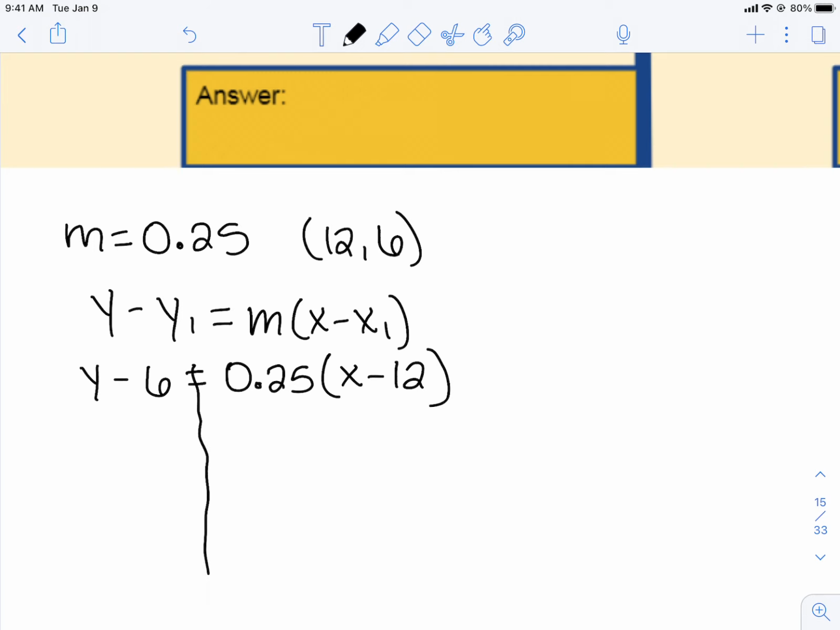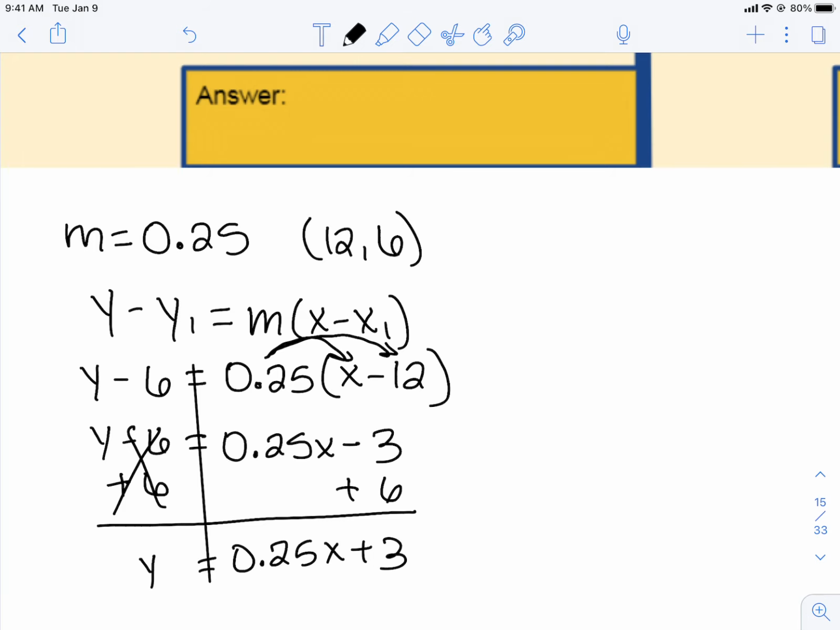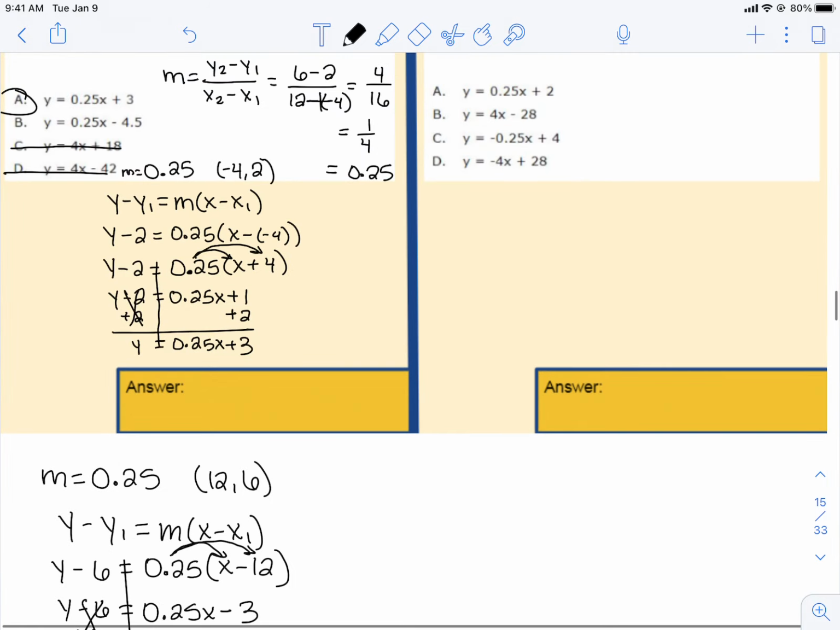So again, I'm going to solve for y. The left side stays the same. The right side I distribute. 0.25 times x is 0.25x. 0.25 times a -12 gives me a -3. Okay, I'm going to add 6 to both sides. Those zero out. I get y equals 0.25x, -3 plus 6 is a positive 3, which is what I got above. So it does not matter which point you use, and I just wanted to show you that.